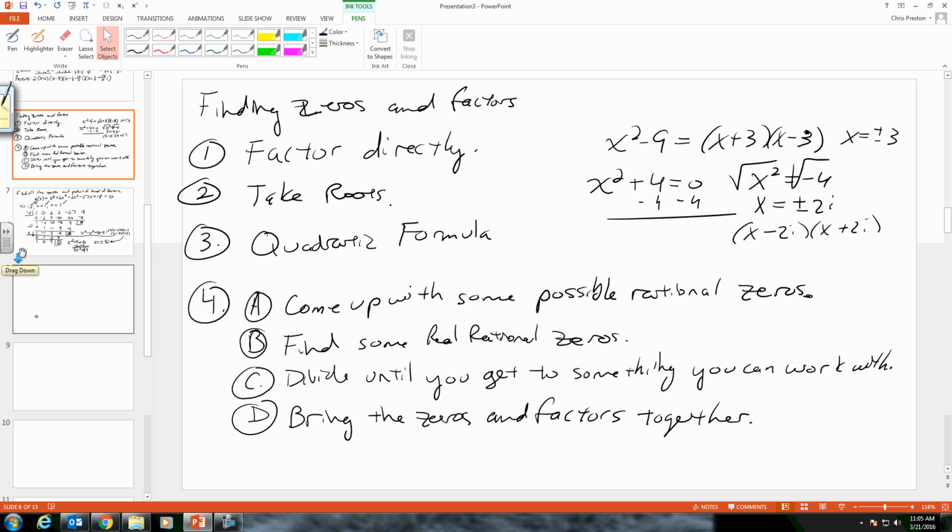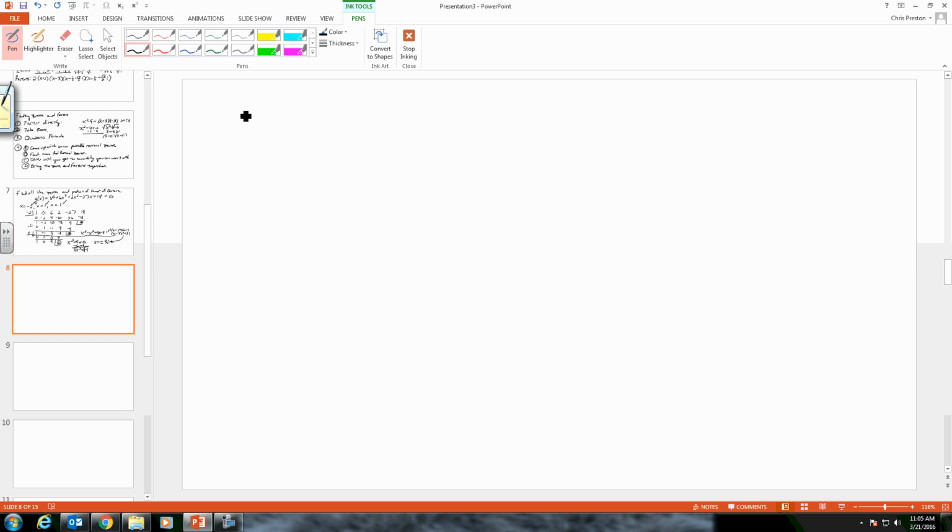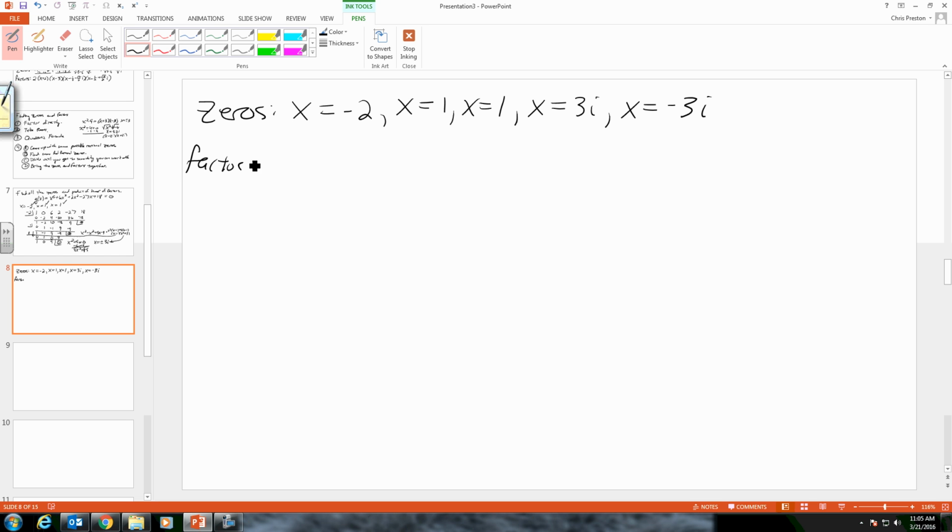So, let's put everything together. Remember, that's the last step. Let's get everything buddied together. So what are my zeros? And I recommend you write this as each one separately. X equals 1, x equals 1, x equals 3i, x equals -3i. And then my factors are, and again, move that 2 over, you get x plus 2. Bring that 1 over, you get x minus 1. Bring that 1 over, another x minus 1, so I'm just going to say that's squared. Bring the 3i over, x minus 3i. Bring the -3i over, x plus 3i.